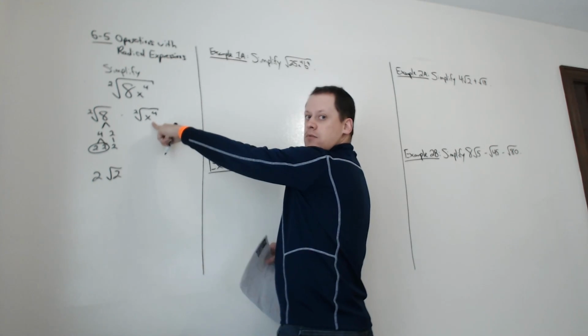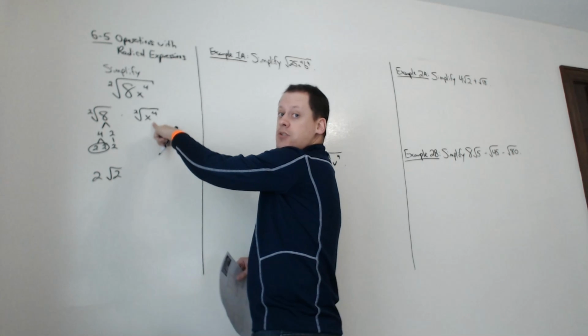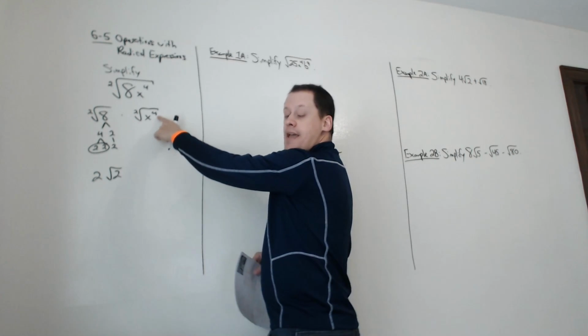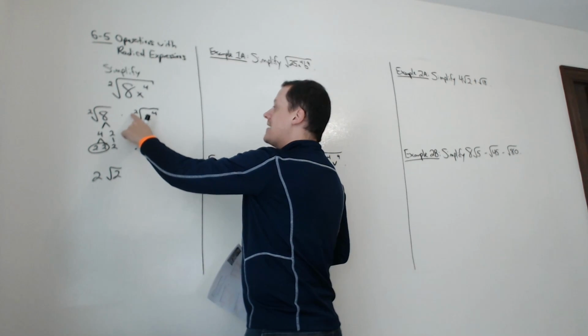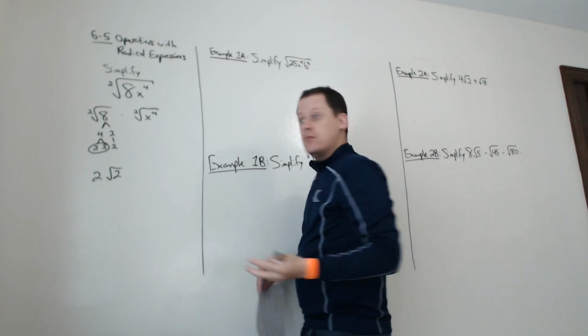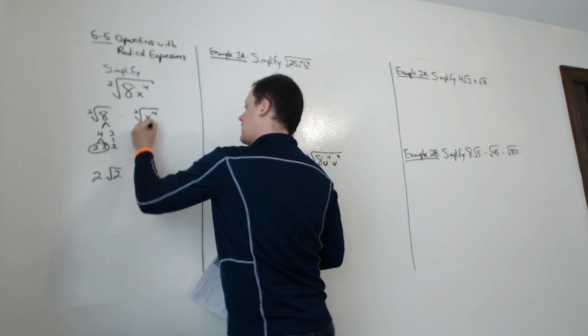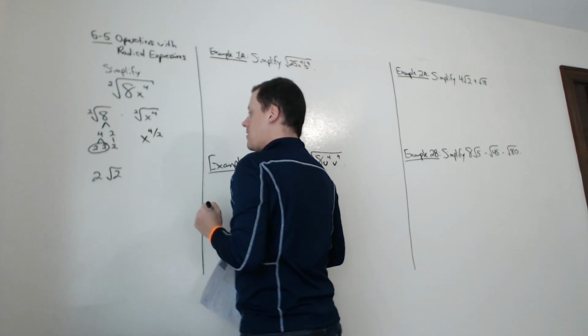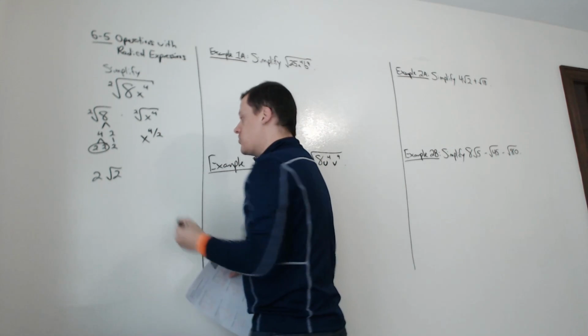And now we can deal with this. This is actually much easier to deal with. We can just take the exponent of 4 and divide it by the root, 2. So this is x to the 4 over 2 power. 4 over 2 is just 2.